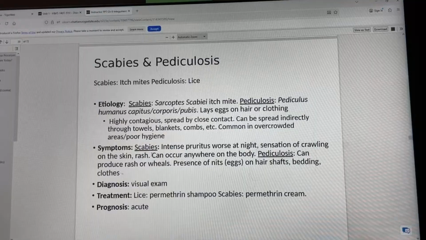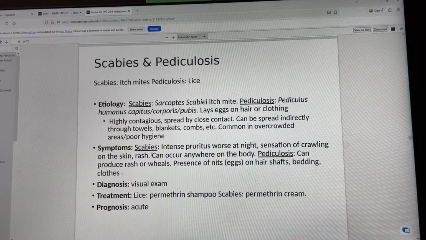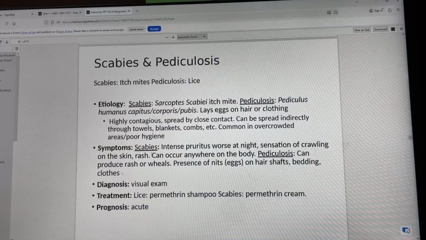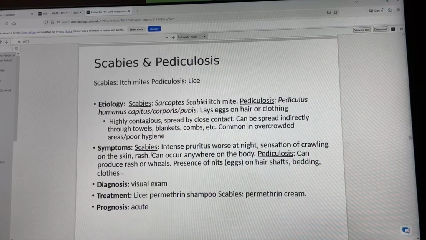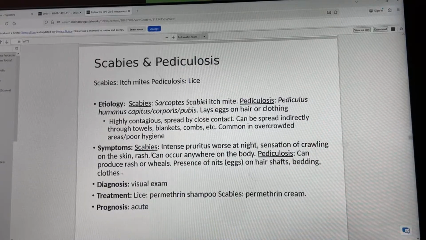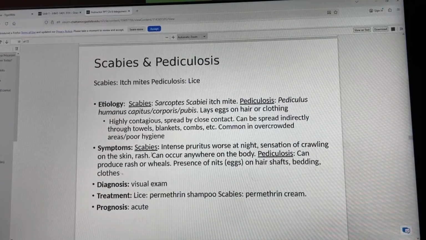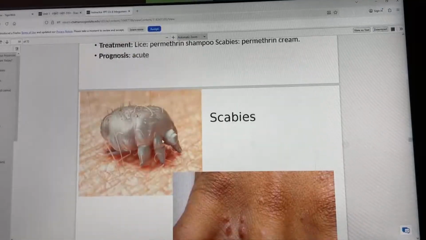I put scabies and lice into the same slide. Pediculosis, that's the fancy name for lice. Scabies tend to be on the body, whereas lice tend to be more in the hair, on your scalp. Scabies, their technical name is Sarcoptes scabiei. They're an itch mite. Let me show you a picture of what they look like. This is what a scabie looks like blown up 1,000,000 times under a microscope.